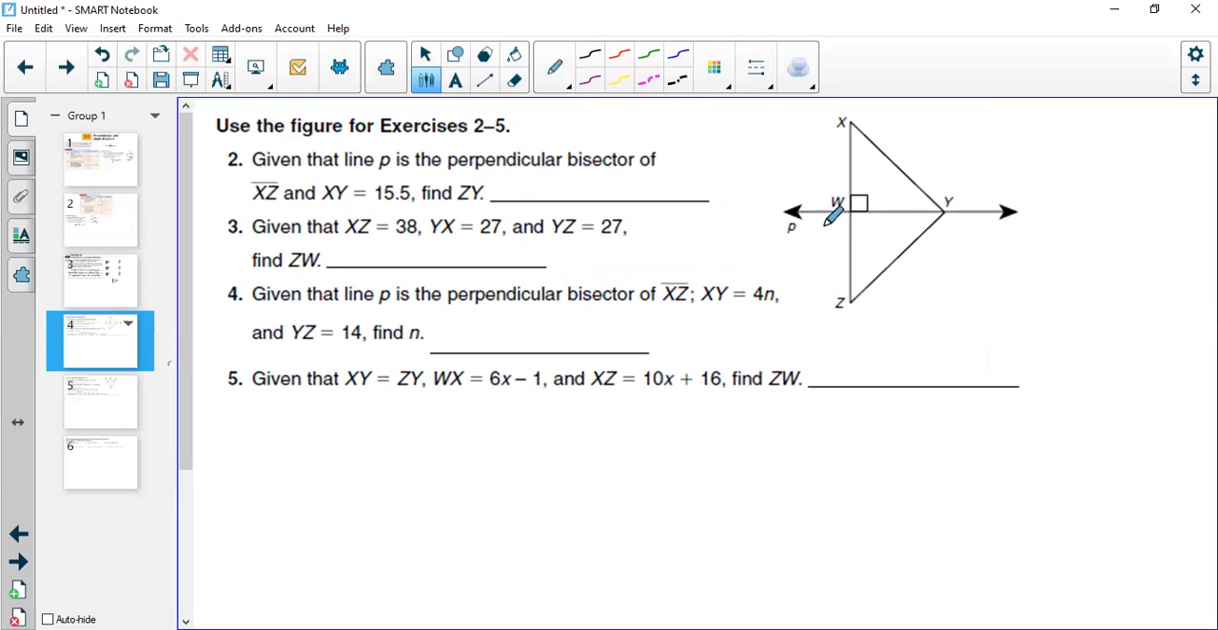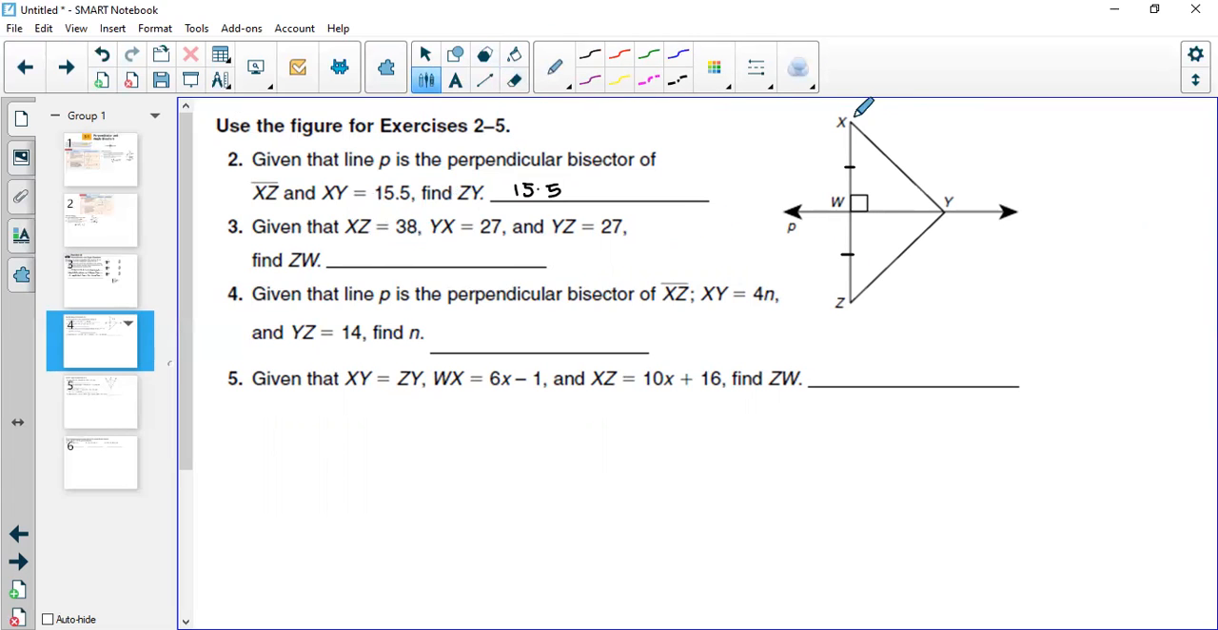Given that line P is the perpendicular bisector of XZ, so this is XZ, P is the perpendicular bisector. According to the perpendicular bisector, WX is equal to WZ and XY is congruent to YZ. Now they said XY is 15.5, so you need to find the distance of ZY. According to the bisector theorem, ZY is also going to be 15.5. So if you have understood the theorem, the whole lesson becomes easy.